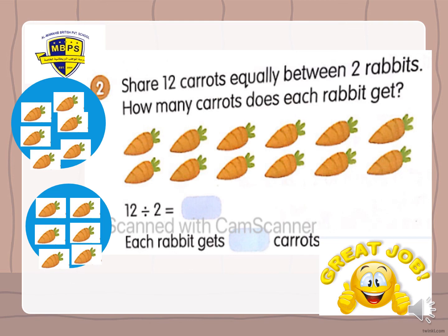Now I finished sharing all the 12 carrots. How many in each group? Very good. I have 6 in each group. So 12 divided by 2 equal how many in each group? Equal 6 in each group. So each rabbit gets 6 carrots.